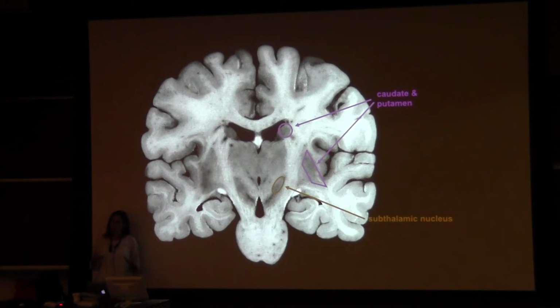And it makes up part of the basal ganglia circuit, and I'm going to put that into context in the next slide in a minute. So the next set of structures that I'm going to tell you about is the globus pallidus.